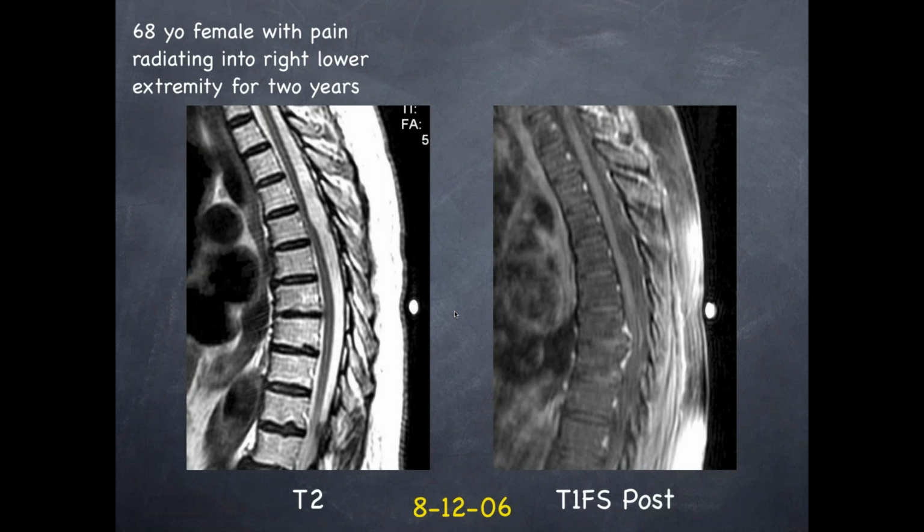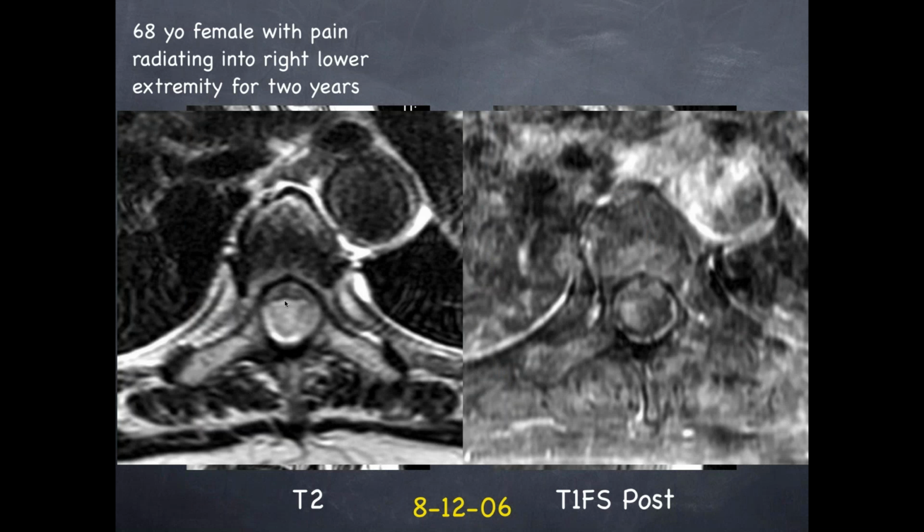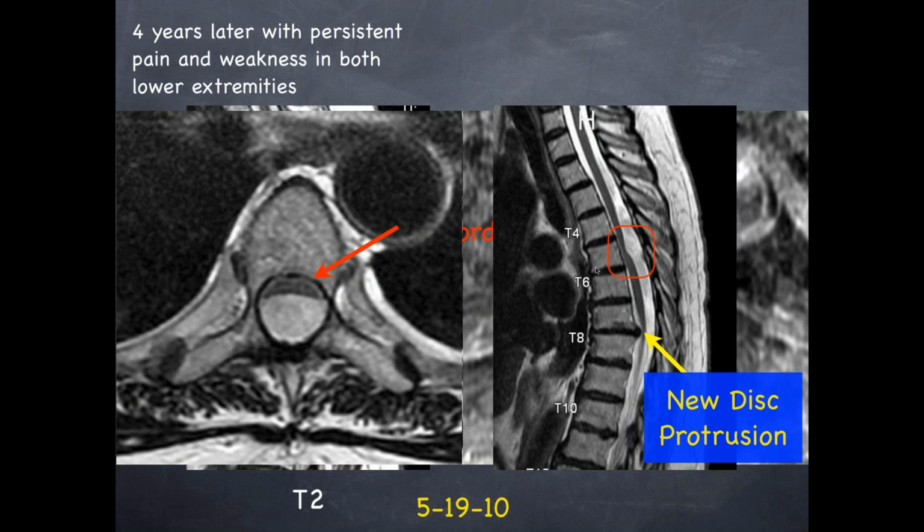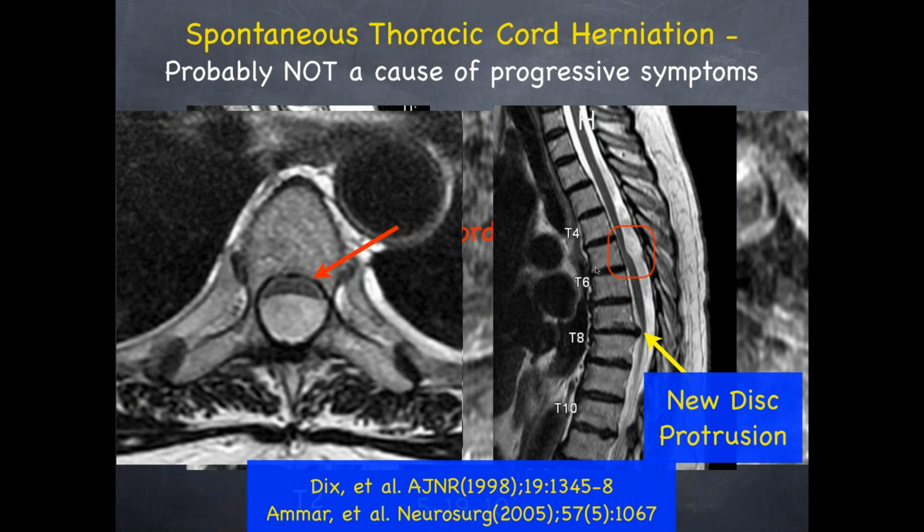68-year-old female, pain radiating to right lower extremity for 2 years. So similarly, I think in the upper thoracic area, there's prominence of the posterior dural space there. I wonder if there's a dural herniation. And it looks like the spinal cord is sort of plastered to the anterior aspect of the canal. And here you can see there's deformity of the cord at this particular level. New disc protrusion, so a disc protrusion that wasn't there before. Thoracic cord herniation.